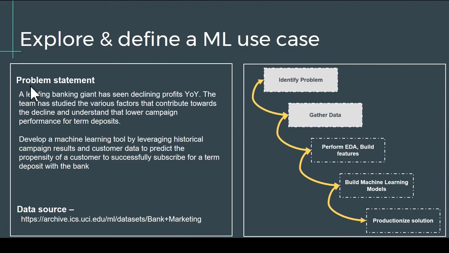So a leading bank, which we have been talking about so long in this module, has seen a decline in profits year on year. The team has studied the various factors that contribute towards the decline and understand that lower campaign performance from the term deposits is one of them.